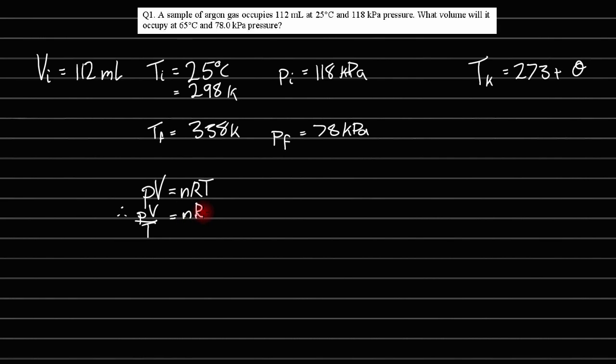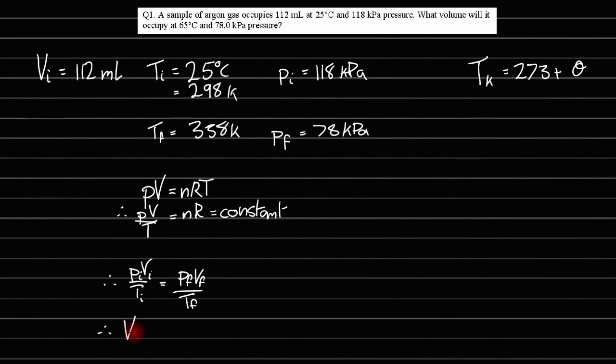And what's R? The universal gas constant. That's a constant. And so we can say that that equals a constant. What does this mean? Well, it means that any pressure times volume over temperature, let's say our initial values, is going to equal the pressure final times volume final over the temperature final. And all we need to do here is rearrange to make the volume final the subject.